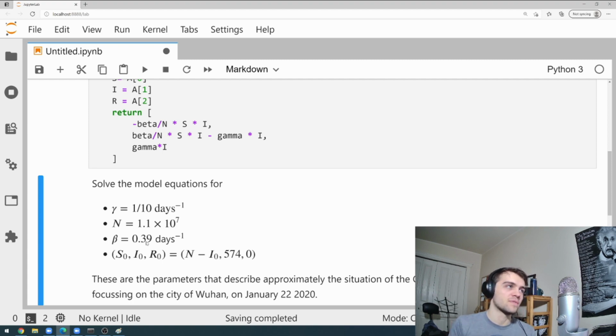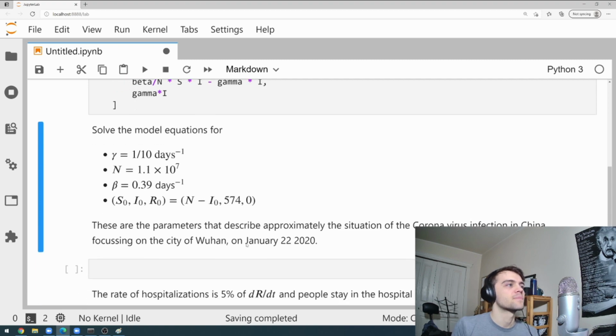Beta also has units of days inverse, and it's 0.39. And then the initial susceptible, infected, and recovered people. Susceptible is N minus I naught. I naught is 574, and N is the total number of people. So the initial susceptible is a little bit less than the total because a very few people are infected. And nobody's recovered to start. That's the initial condition.